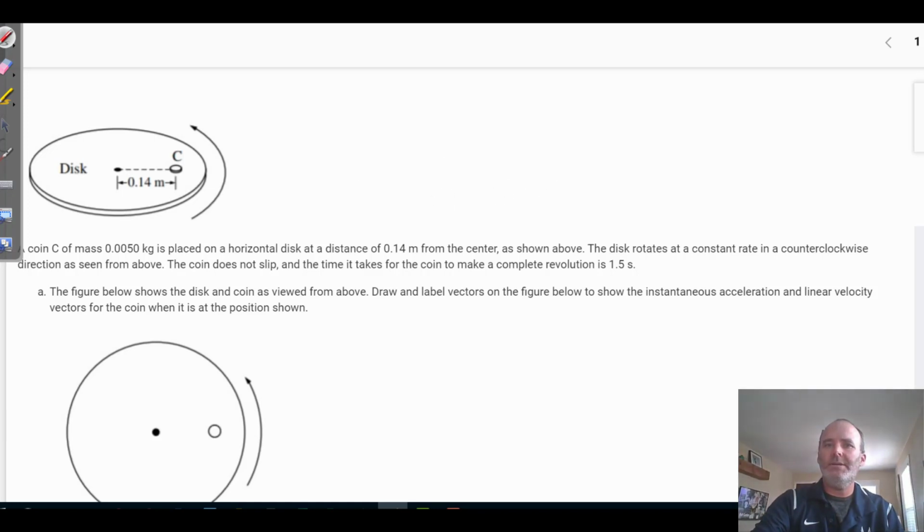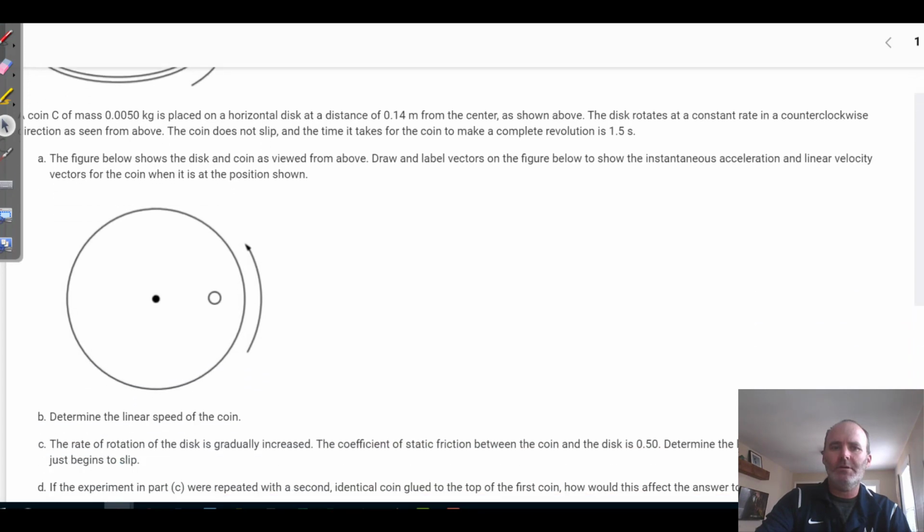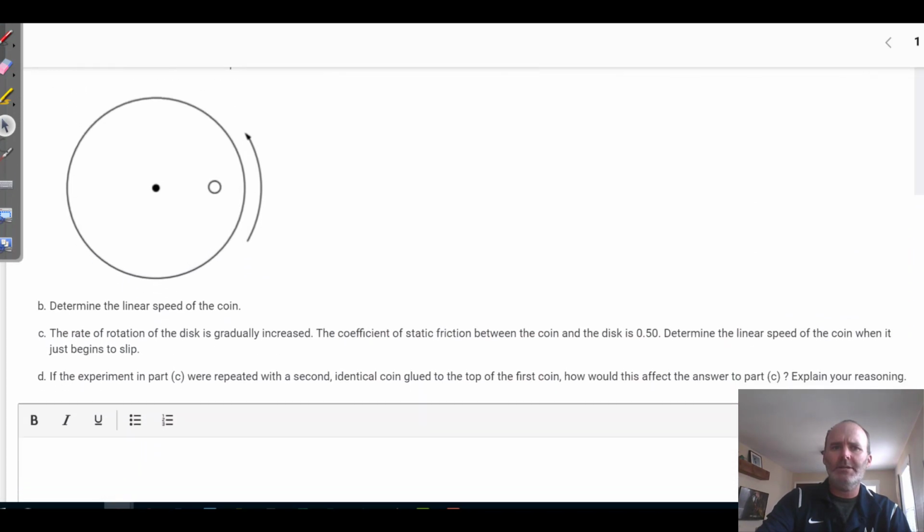Okay, so here is the question. We have a disk with a coin on it spinning around in a circle. We're given the mass, we're given the radius where the coin is, and we're also given that it doesn't slip and that it goes in one complete revolution in 1.5 seconds. All right, so the first thing it asks for is for us to determine the linear speed of the coin.